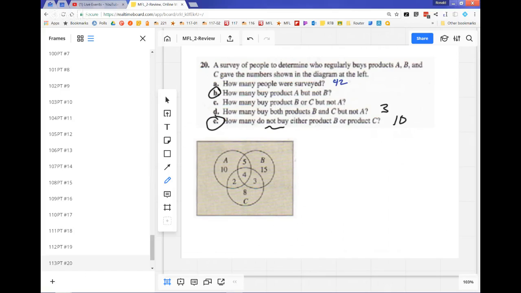Okay, then it says how many buy product A but not B? The book says 47 is the answer for part A. Oh, I missed the 5. I thought that was a label. You're right. It's 10, 15, 19, 21, 36, 39. It's 47. Thank you. I missed the 5. You are correct.